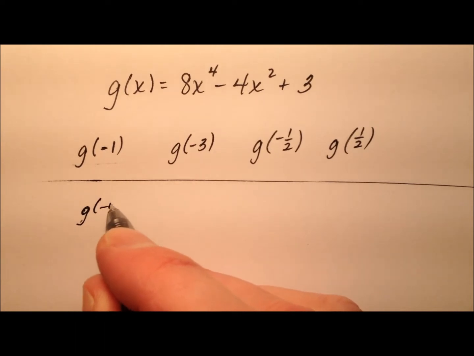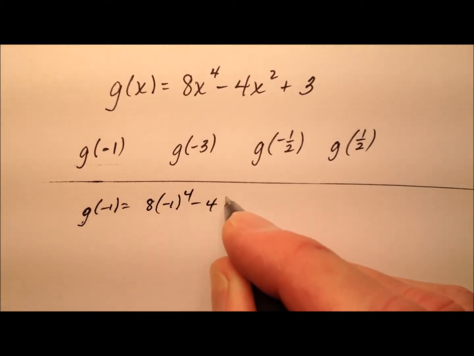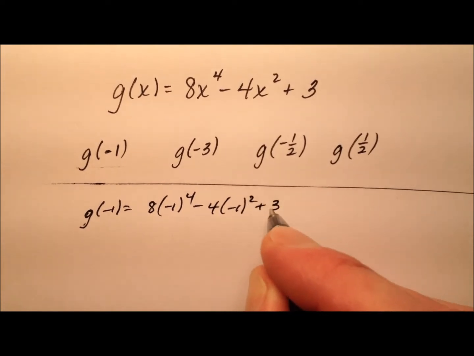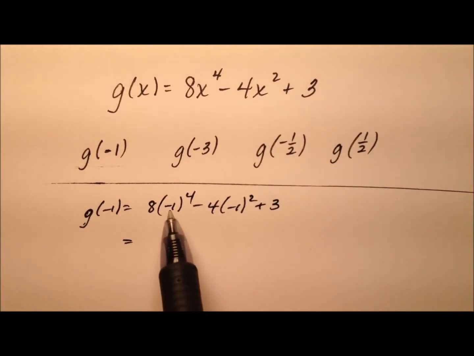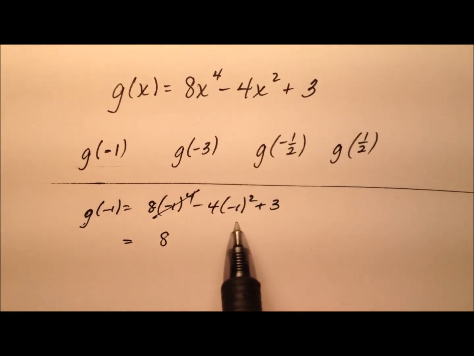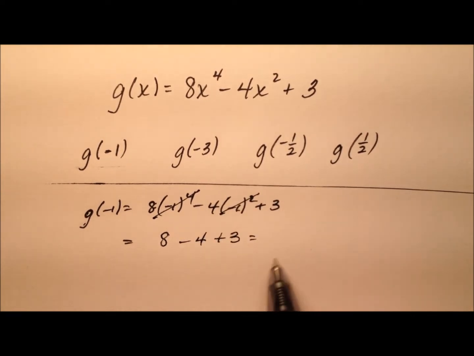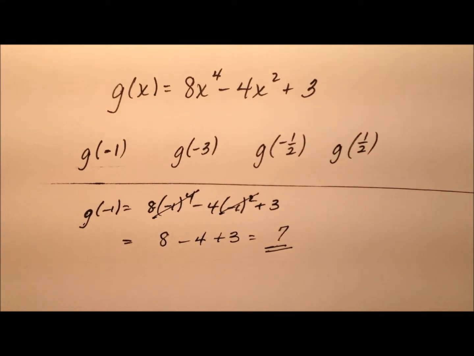Okay, so let's go ahead and get started with this first one, g at -1. So g at -1 is going to be 8 times -1 to the 4th minus 4 times -1 squared plus 3. And of course, -1 to the 4th is just +1. So 8 times 1 is 8. -1 squared is just +1. So -4 times +1. And then plus 3. And it looks like that should give me 7.